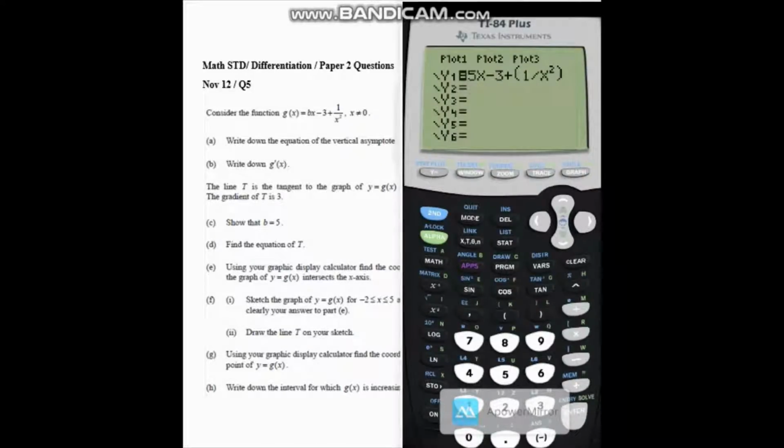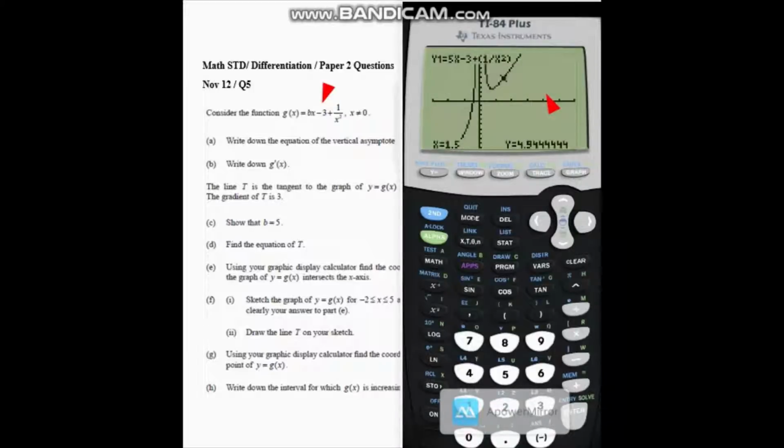So there is my equation written on the GDC, similar to the equation given in the question, but now we know the value of b. Next I click on trace. There is my function. So second trace 0.